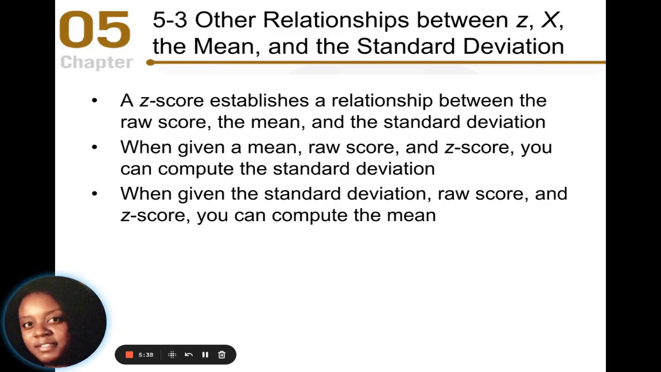There are a few other relationships that exist between z-scores and the mean and standard deviation. A z-score helps establish a relationship between the raw score, the mean, and the standard deviation. When you're given a mean, a raw score, and a z-score, you can compute the standard deviation. When you're given the standard deviation, a raw score, and a z-score, you can also compute the mean.